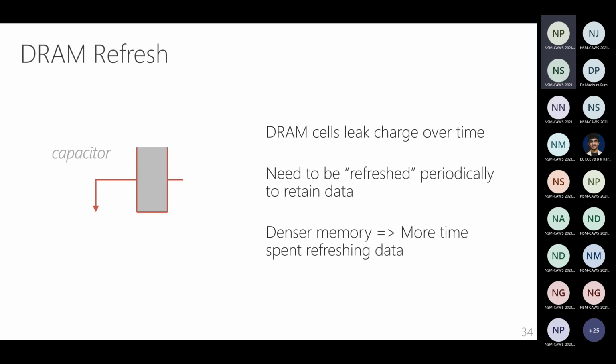So in fact, this is a super important problem to be addressed in DRAM. It's still an open problem. How do we reduce the amount of time spent in refreshing data in DRAM, right? Because time that you're spending refreshing is time that is not available to do other memory accesses, right?